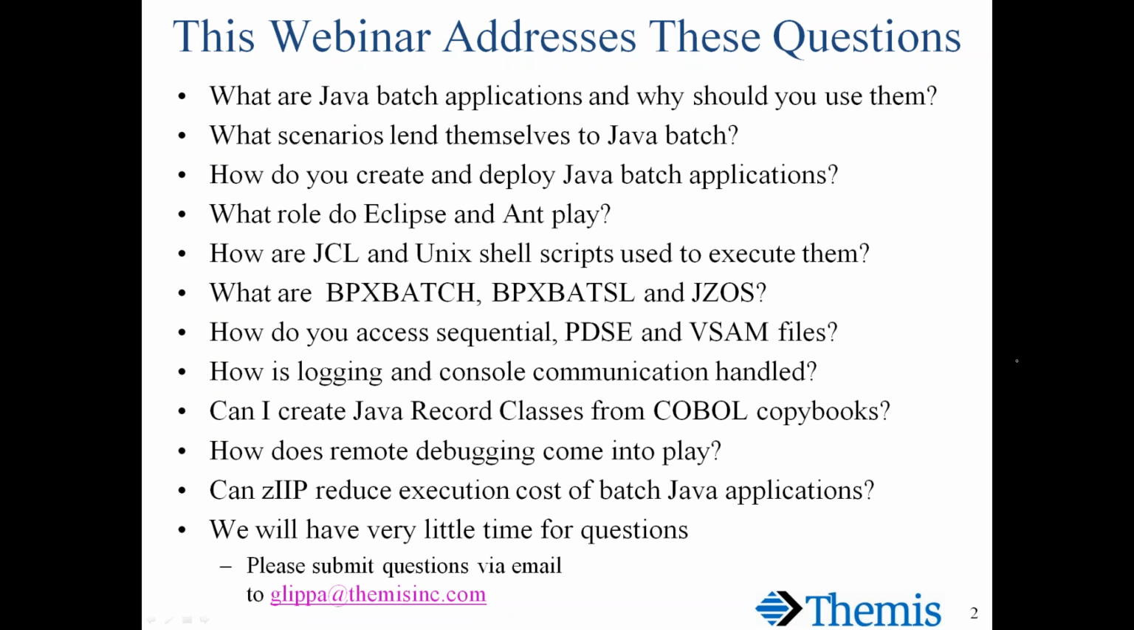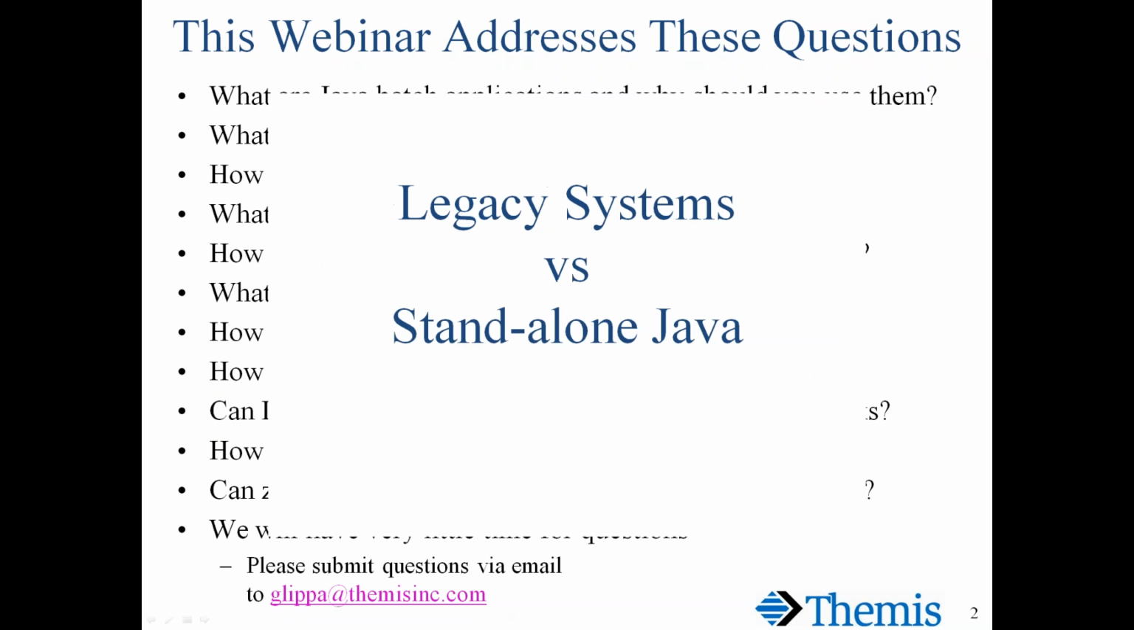Most of you are aware, if you're a COBOL programmer, that you've got copybooks. There is a tool available from IBM to take those copybooks and create Java classes to support the record structures that the copybooks define. We'll take a brief look at remote debugging. We'll be getting close to the end here. zIIP is a kind of processor that can help reduce costs, and batch applications can take advantage of that. So a lot of ground to cover.